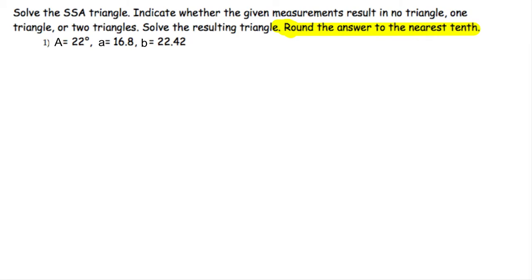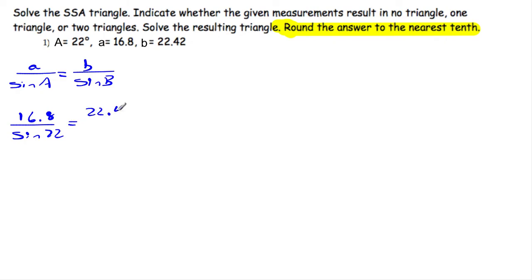So here's an example. I have one angle, two sides. This is side-side-angle. What we're going to do is basically treat this like it's not an issue. So first thing, if I have two sides and one angle, I'm going to find that last angle. So I'm going to say side A over sine of A is equal to side B over sine of B. So this is going to be 16.8 over the sine of 22 is equal to 22.42 over the sine of angle B.